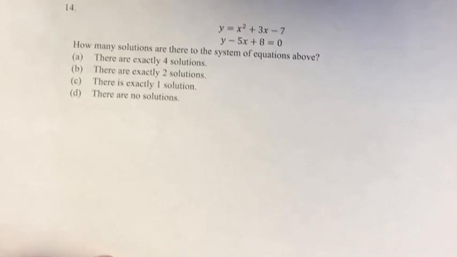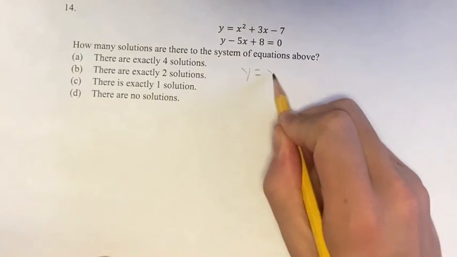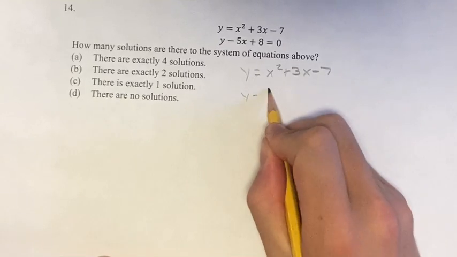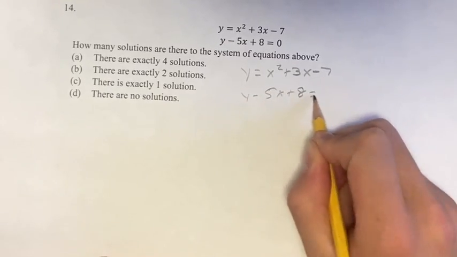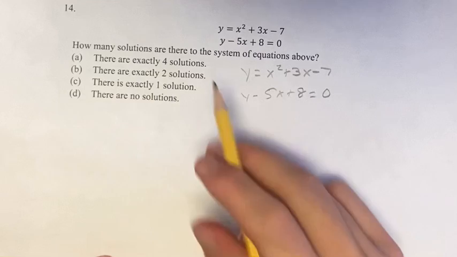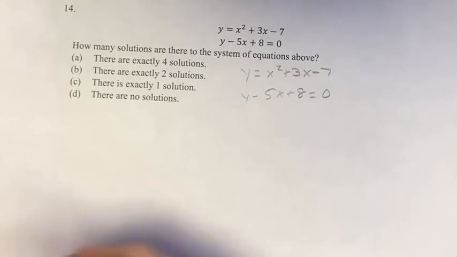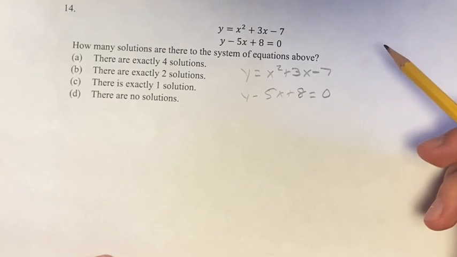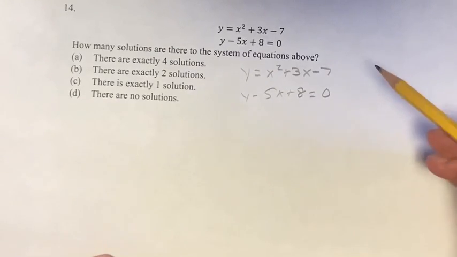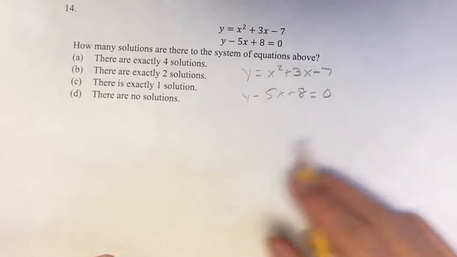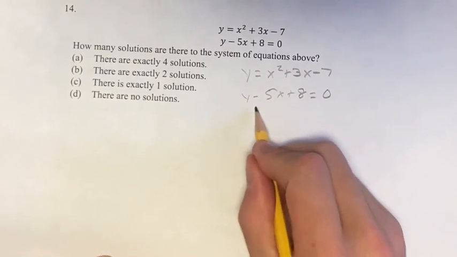In this problem we have the system of equations y is equal to x squared plus 3x minus 7 and y minus 5x plus 8 is equal to 0. We're asked how many solutions there are to this system of equations. First, we need to get an equation in terms of one of the variables to try and find the solutions. And the easiest way to do that is to get y on its own in this equation.